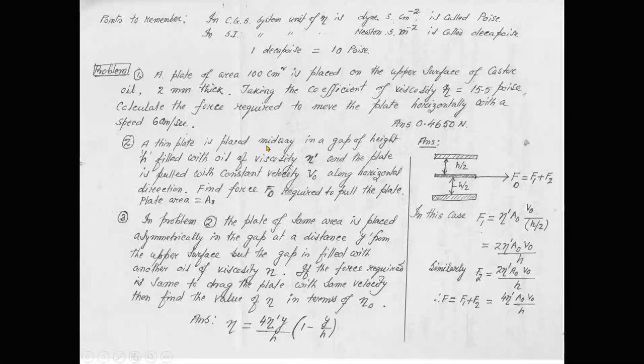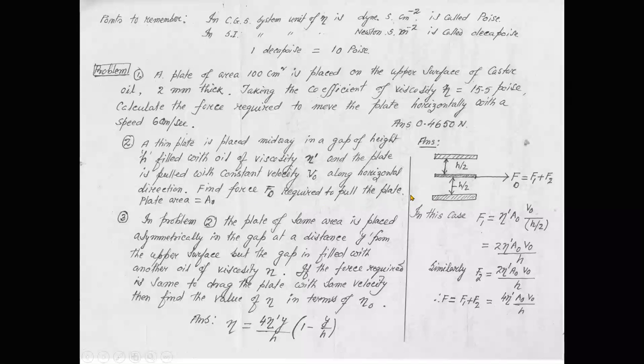Okay. Now again we consider the problem. A thin plate is placed midway in a gap of height h. So this gap has height h, is filled with oil of viscosity eta dot. So the whole pipe is filled with the same liquid of viscosity eta dot, and the plate is pulled with constant velocity v naught along horizontal direction. Find force F naught required to pull the plate. Plate area is equal to A naught.